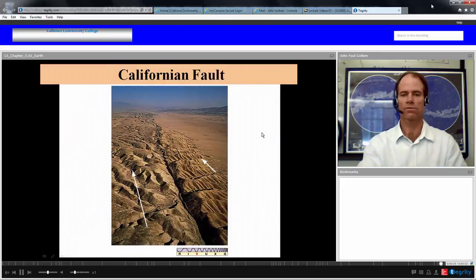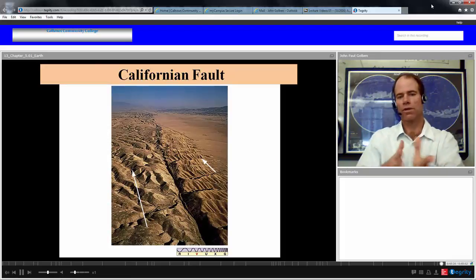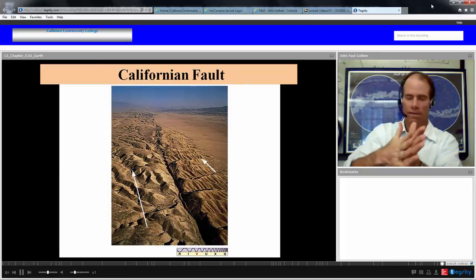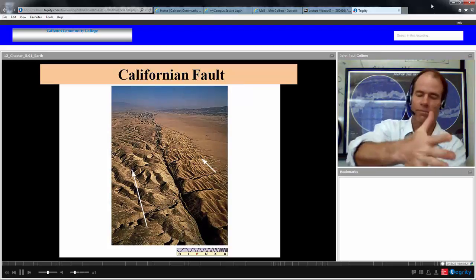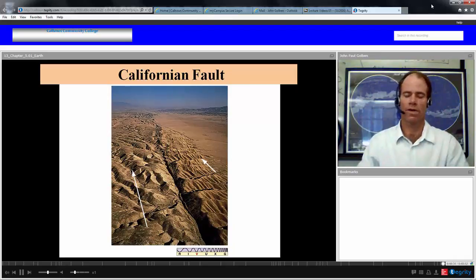Another result, as we mentioned, was the California fault, the San Andreas fault, where the two plates are sliding across each other, and they may stop for a while and then pick up energy and then finally slip. And when they do, you have an earthquake.